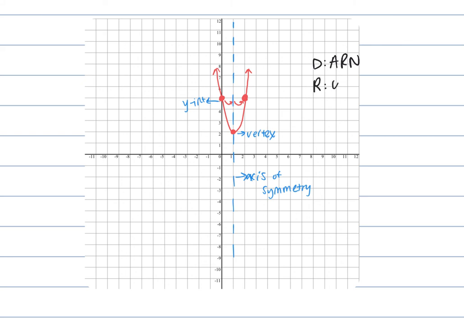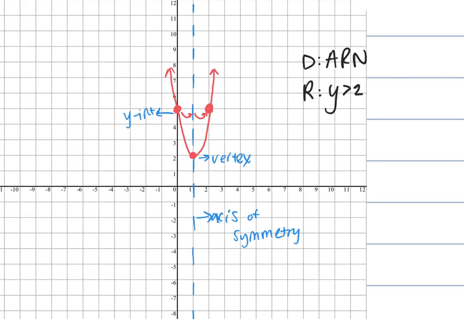Ronnie? Y is bigger than 2? Close. Cody? Bigger than or equal to. Very good. Okay, you have to include the fact that our vertex is part of our graph, right? So it's greater than or equal to 2. All right? Good stuff. Any questions? All right, let's do one more and then we'll be done, okay, for today.